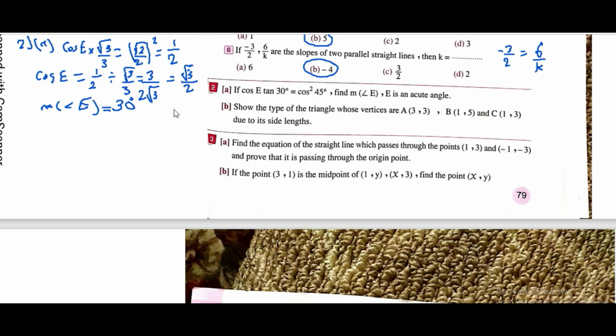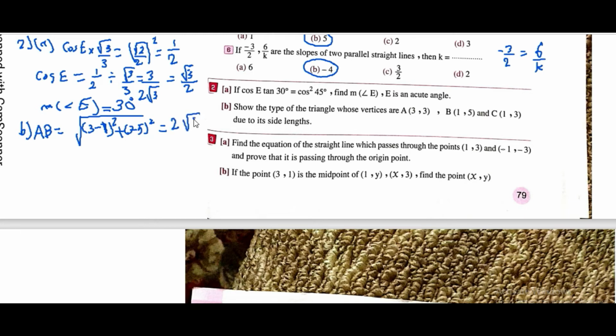Number B. Show the type of the triangle whose vertices are A, B, C according to the side lengths. We must find the three distances. AB equals the square root of (3 minus 1) all to the power 2 plus (3 minus 5) all to the power 2. We get 3 minus 1 is 2, squared is 4; 3 minus 5 is negative 2, squared is 4; 4 plus 4 is 8. So AB is 2 root 2.